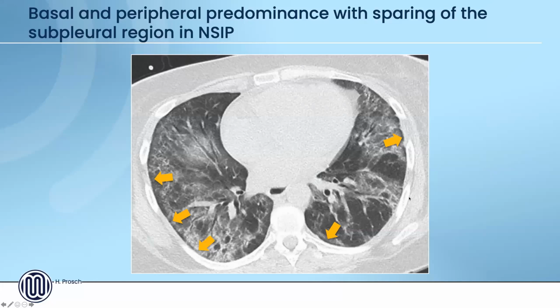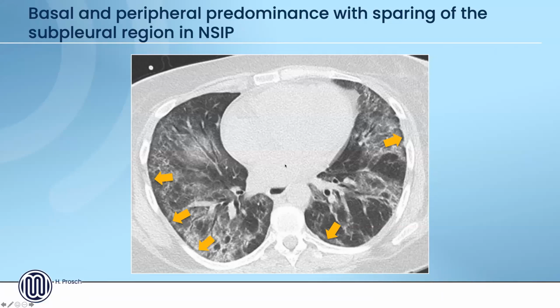A colleague asked about the subpleural sparing, and this is what we call the subpleural sparing. See here, that's a patient with an NSIP as well. It's somewhat denser than the case before, but that shouldn't bother us too much. You see here that there's a sparing of the subpleural space. This is the chest wall here. There's a dark line separating the chest wall from the altered lung parenchyma. That's what we call subpleural sparing.